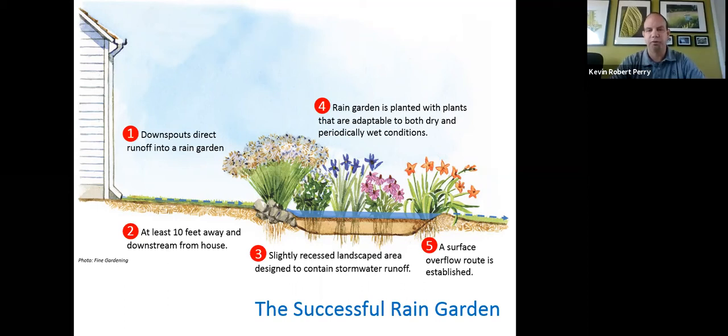And then the other critical piece, the last piece for a successful rain garden, is being able to handle the large storm events, the real strong downpours. Once your rain garden is at capacity and just can't handle any more rainfall from that particular day, it has a surface overflow route to allow that water to move to a safe area where it's not going to cause flooding or damage.